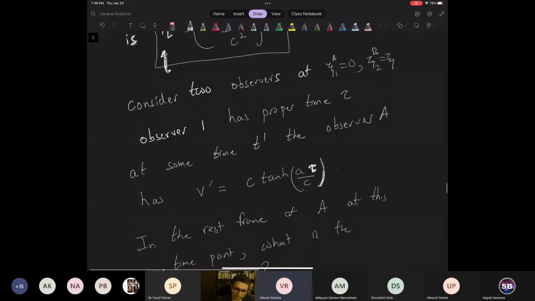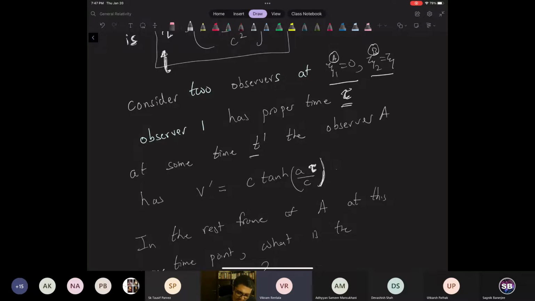Okay, so if you consider two observers, one of them, for simplicity, let's take to have a xi coordinate which is 0. Let's call this observer A, and let's take another observer to have a xi coordinate which is xi. We'll call this observer B. Now, observer A has proper time tau, as we'd seen before. If xi is 0, then their proper time is tau.